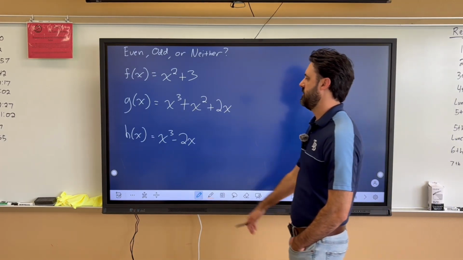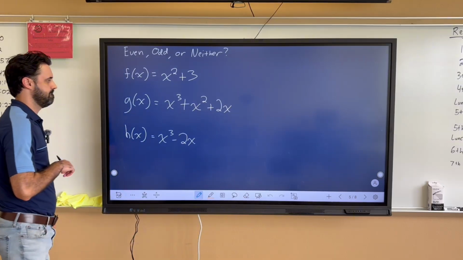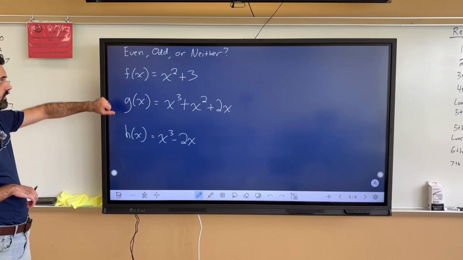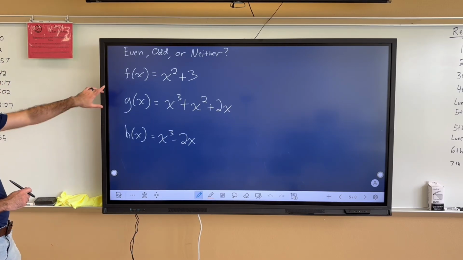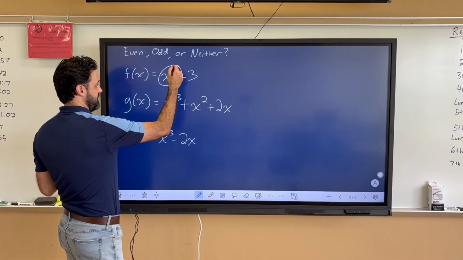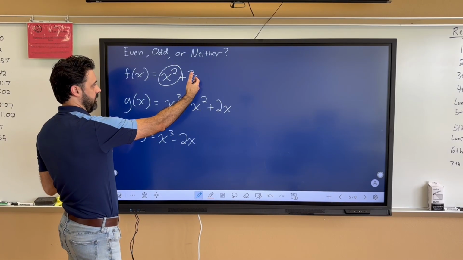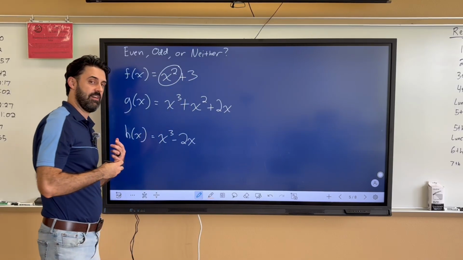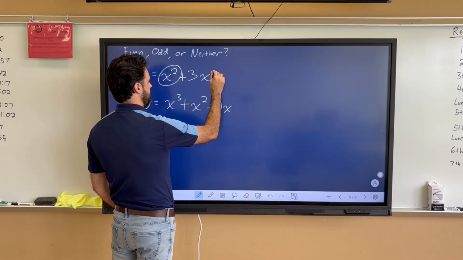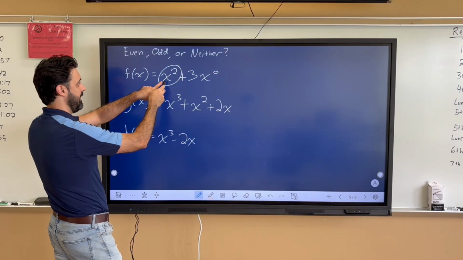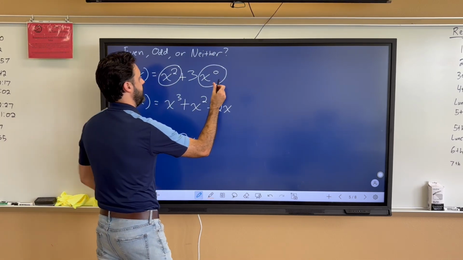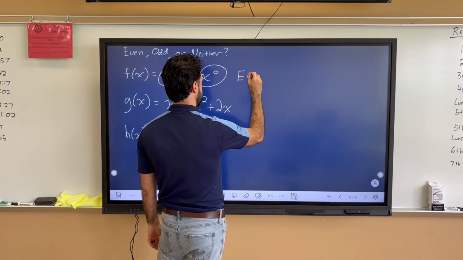All right, so let's see what this looks like as we're answering these three questions. We're going to determine if these are even functions, odd functions, or neither for each of these. So the first problem, we have a degree of 2. The first term has an even exponent. The second term, the way this is written, does not have an exponent. But remember, if there's a constant by itself, there's an x to the 0 attached to it. Our first term had an even exponent, and our second term also has an even exponent. So this f of x function is even.